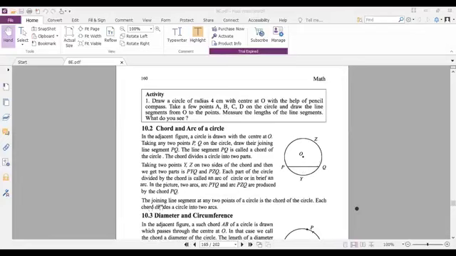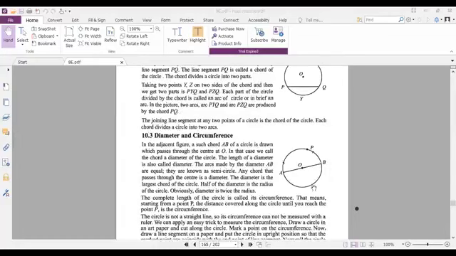So we can say that the line segment joining any 2 points of a circle is the chord of the circle. And each chord divides a circle into 2 arcs, PZQ and PYQ, these 2 arcs.